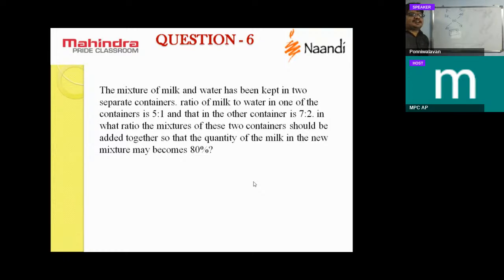The mixture of milk and water is kept in two separate containers. The ratio of milk and water in one of the containers is 5:1, and that of the other container is 7:2. In what ratio should the mixtures of these two containers be mixed together so that the quantity of milk in the new mixture must be 80 percent?